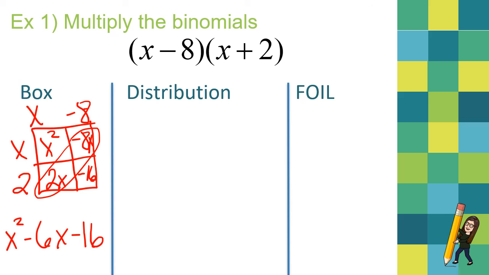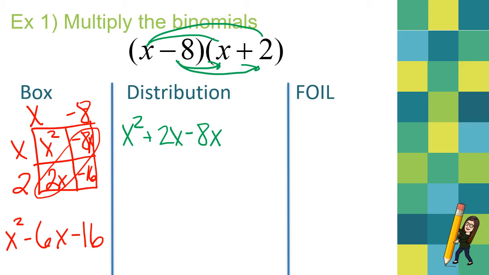All right, distribution, the idea: I'm going to distribute x times x, and x times 2, all positive. Then distribute negative 8 times x and negative 8 times 2. Combine like terms to arrive at the same answer.